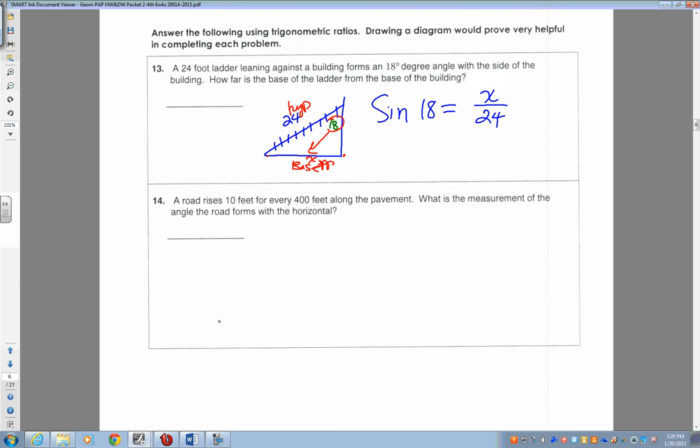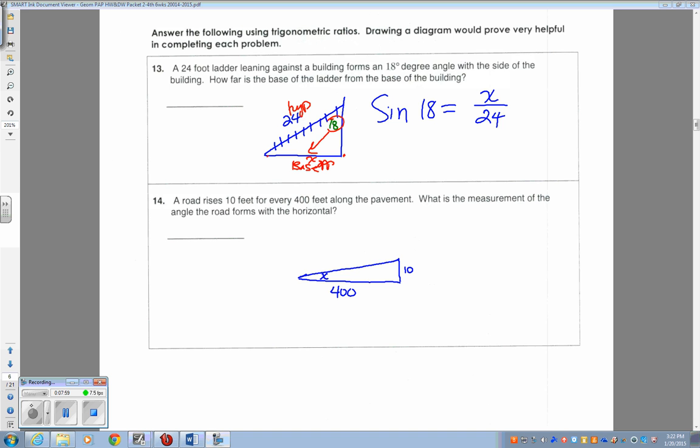See if you could draw the picture for 14. Okay. The road rises 10 feet for every 400 feet along the pavement. What is the measurement of the angle formed with the horizontal? All right. This one, everyone agree at 7.4?